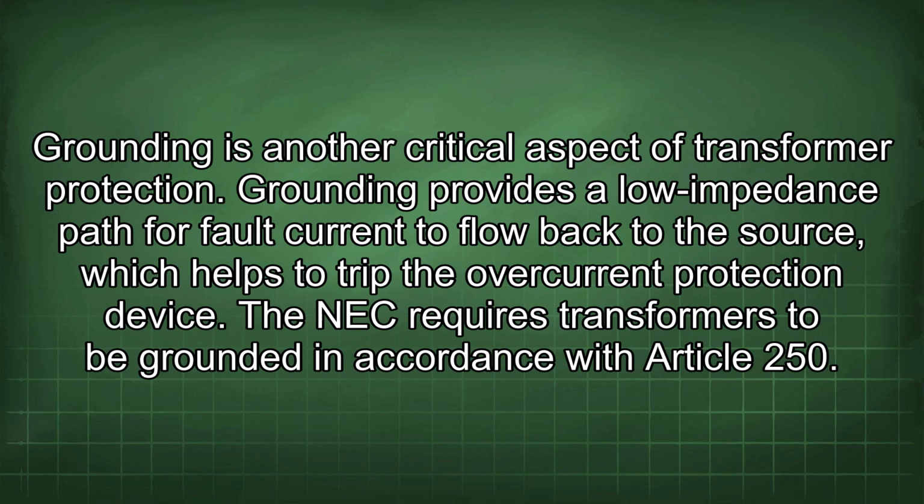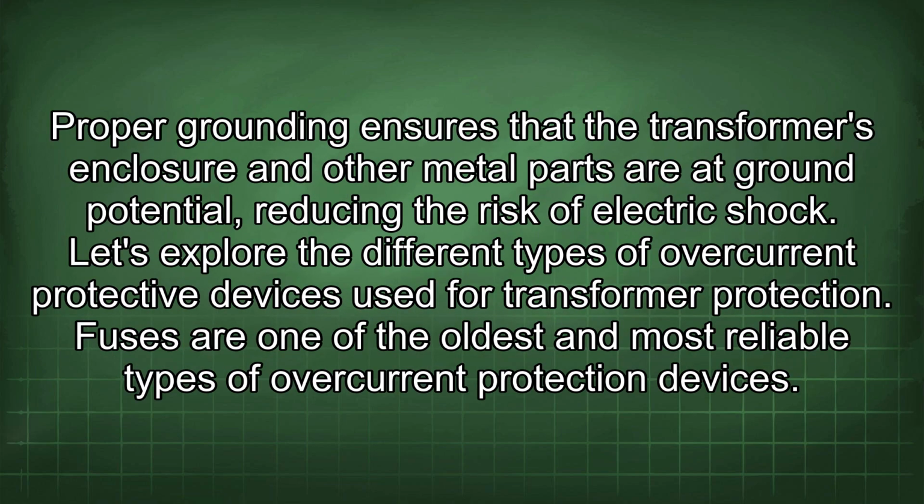Grounding is another critical aspect of transformer protection. Grounding provides a low impedance path for fault current to flow back to the source, which helps to trip the overcurrent protection device. The NEC requires transformers to be grounded in accordance with Article 250. Proper grounding ensures that the transformer's enclosure and other metal parts are at ground potential, reducing the risk of electric shock.